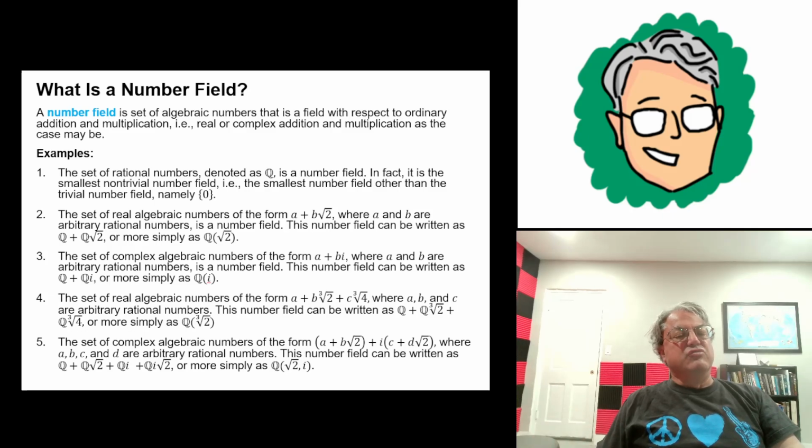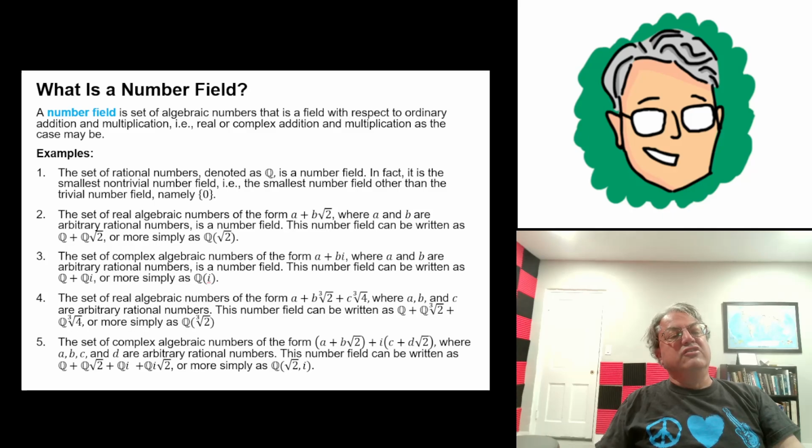That the field of rational numbers is the smallest possible algebraic number field. They're just number fields. Sometimes we call them algebraic number fields, sometimes we just call them number fields. So that's an example of a number field.